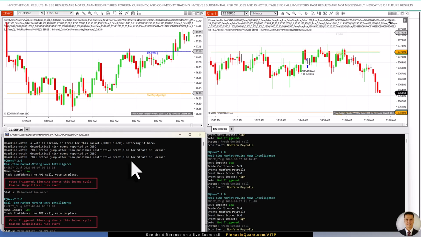But in any case, let's go ahead and go back to this. Oil prices jump after Iran publishes. It's got the headline watch. It's vetoing, guys. Look what it said: veto trigger blocking shorts. It found news and interpreted it correctly. If Iran is going to be doing that, now Trump or somebody from his administration, like J.D. Vance, could come out and say, oh, look at that, it's going down.